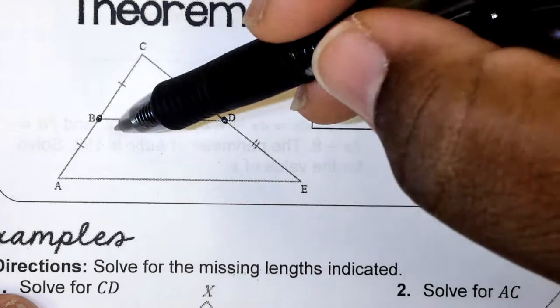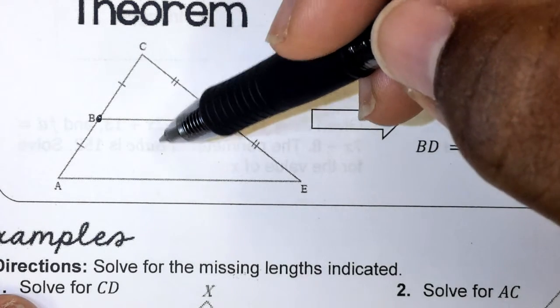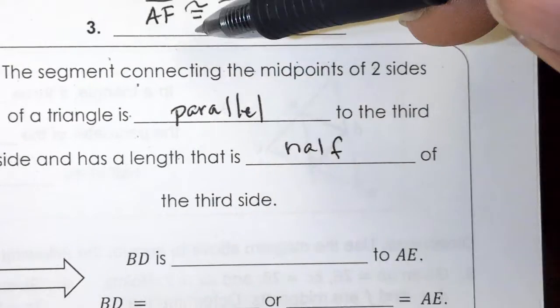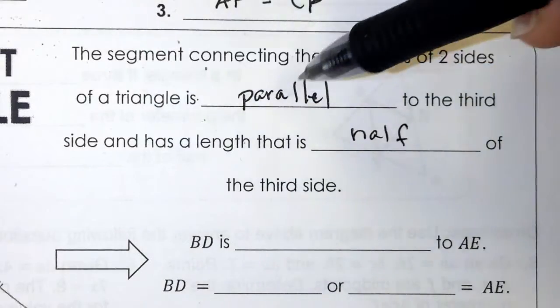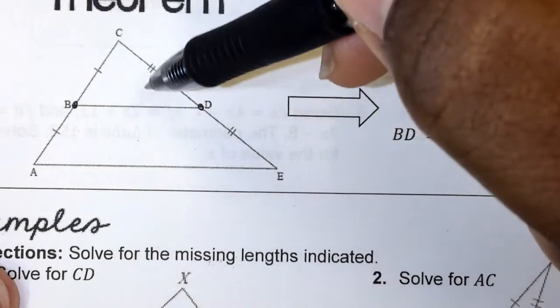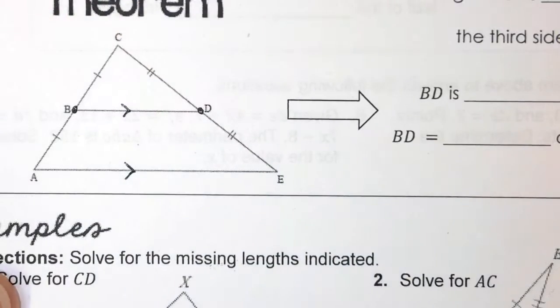Alright, so since BD is a mid-segment, it has properties that I can understand with the side that it's parallel to. And up here they said the mid-segment of the triangle is parallel to the third side. Basically that third side that isn't being used, which is AE. And they are parallel. BD right here is parallel to AE.